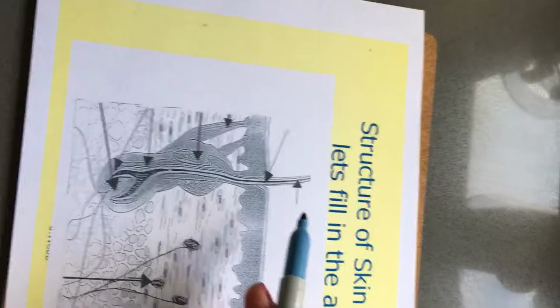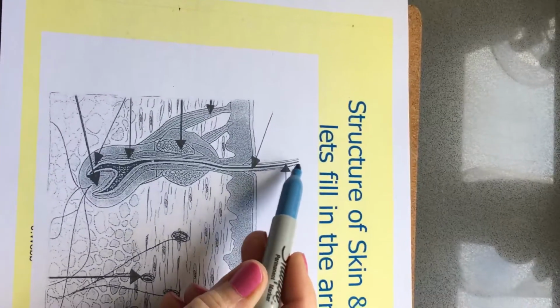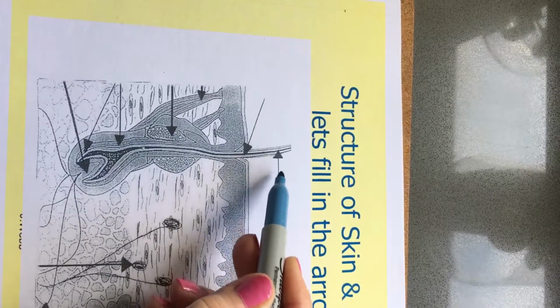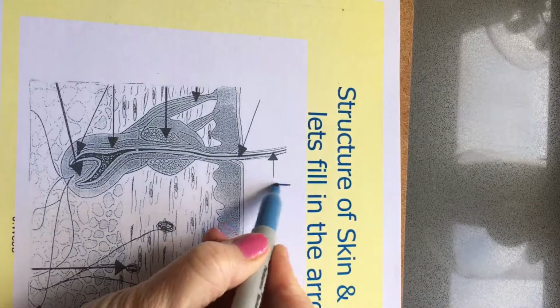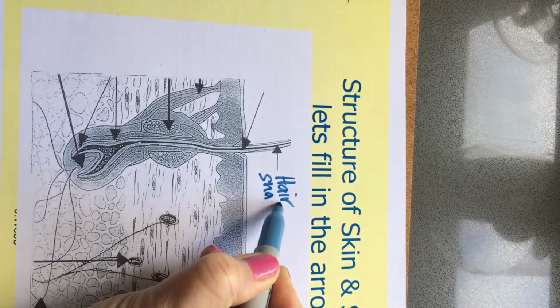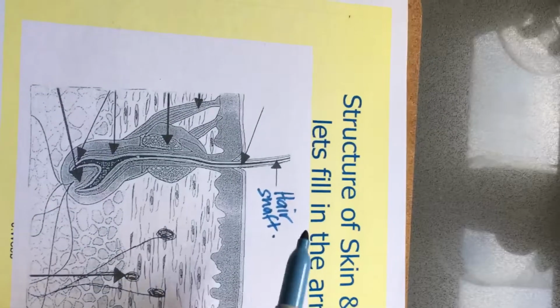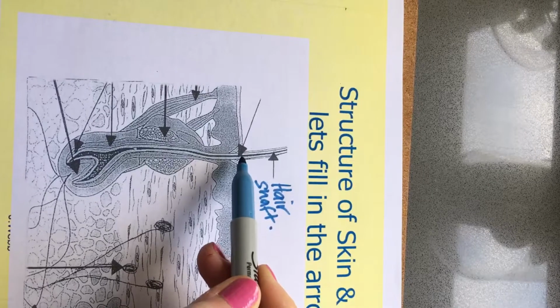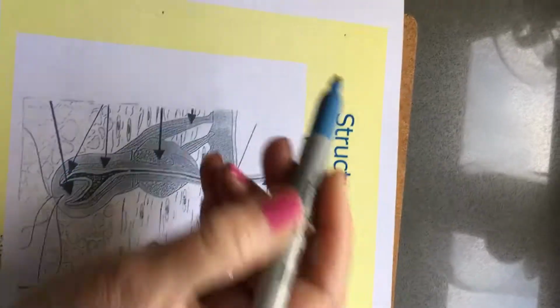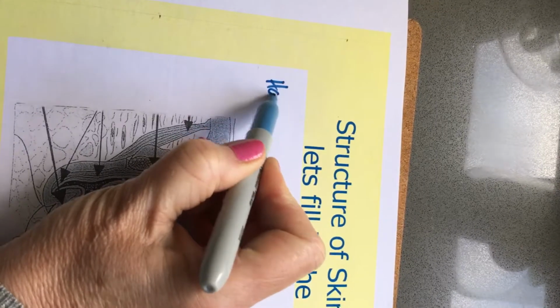So just giving you a moment to think about what this arrow here would represent in our diagram. Hair shaft. Okay, so this is our hair shaft that grows out of this area here. If you can remember what that is called, that's the hair follicle.